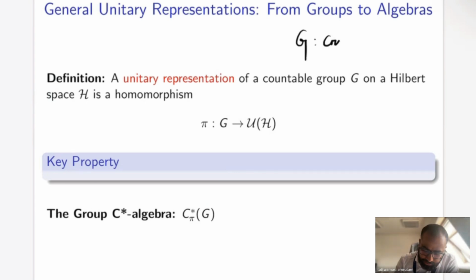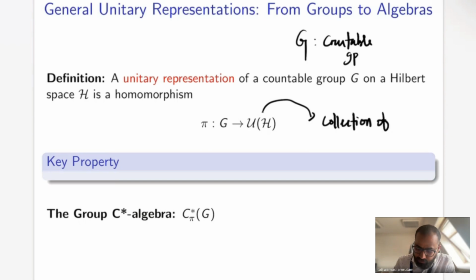I'll give an example in a bit. So there is this group operation. And now I have a unitary representation. Think of it as a homomorphism from the group G to the collection of all unitary operators. Let me call them unitary infinite dimensional matrices.